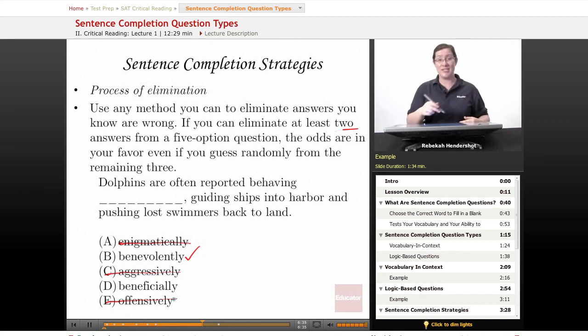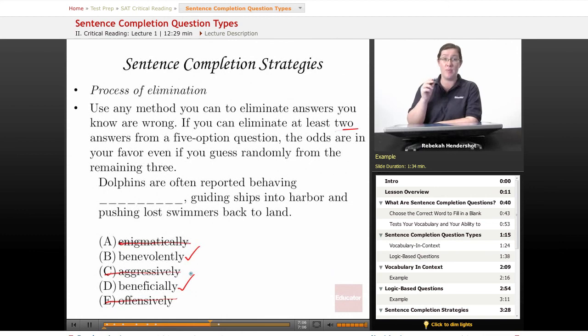Similarly, we can eliminate offensively, because if the dolphins were trying to be offensive, they would be pushing lost swimmers out to sea. Which, granted, for all we know they're doing, but we don't know they're doing that, and certainly not in this sentence, so we can eliminate offensively. So that leaves us with benevolently and beneficially to choose from. Now, at this point, you could just flip a mental coin, or you could look more closely at what these 2 words mean. Very often, when you get down to the last 2 answer choices on the SAT, there will be one that is almost right, and one that's really right. Never let the good be the enemy of the best.